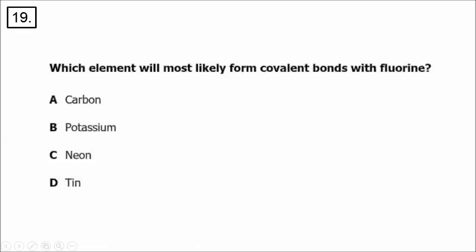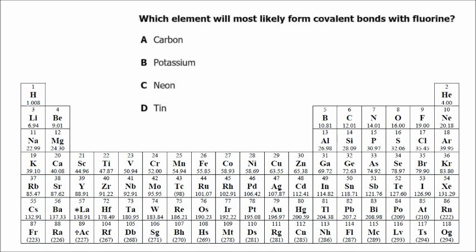Number 19, which element will most likely form covalent bonds with fluorine? Carbon, potassium, neon, or tin? So carbon is located here. Its symbol is C. The symbol for potassium is K. The symbol for neon is Ne. And the symbol for tin is Sn.